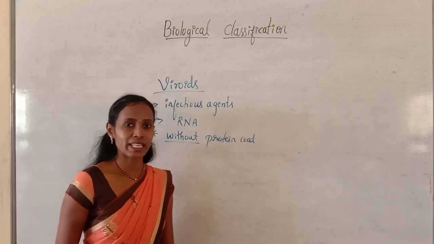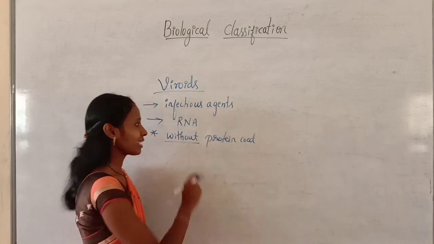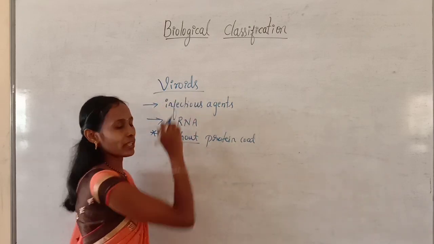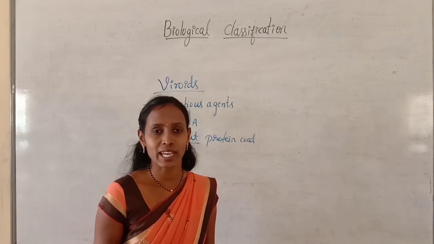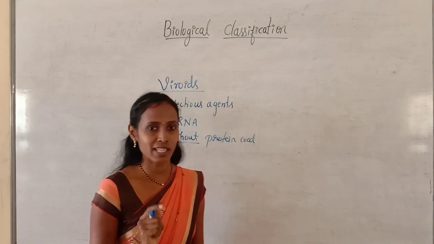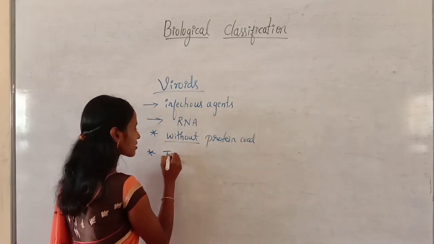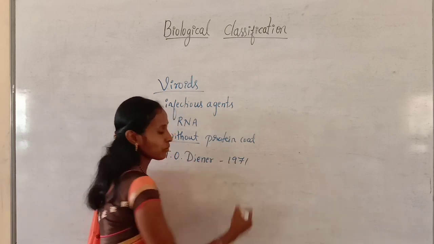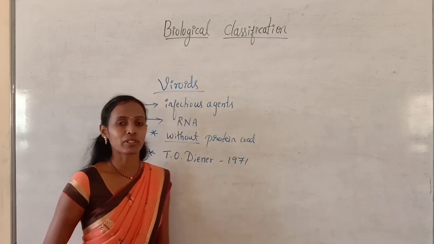So we can define viroids like this. Viroids are the infectious agents which contain RNA without protein coat. They are called viroids. So what are viroids? They are infectious agents which contain RNA as genetic material but without protein coat. And these viroids were first discovered by a scientist named T.O. Diener in the year 1971. T.O. Diener was the person who discovered viroids for the first time.